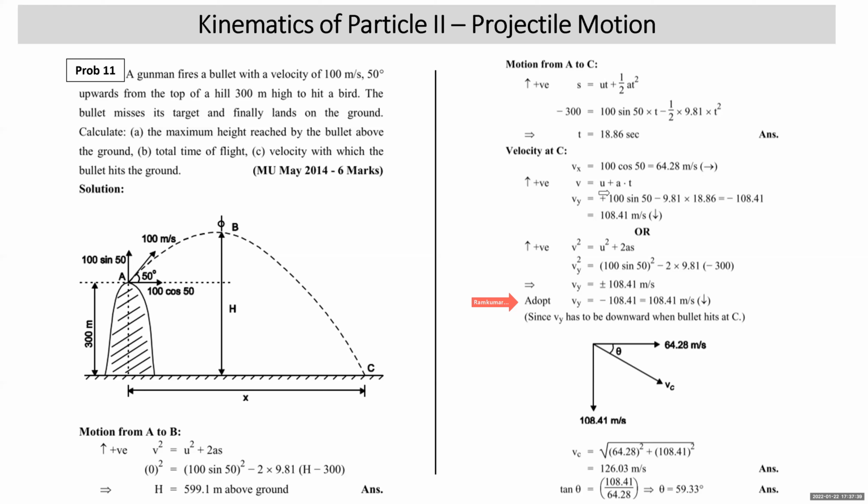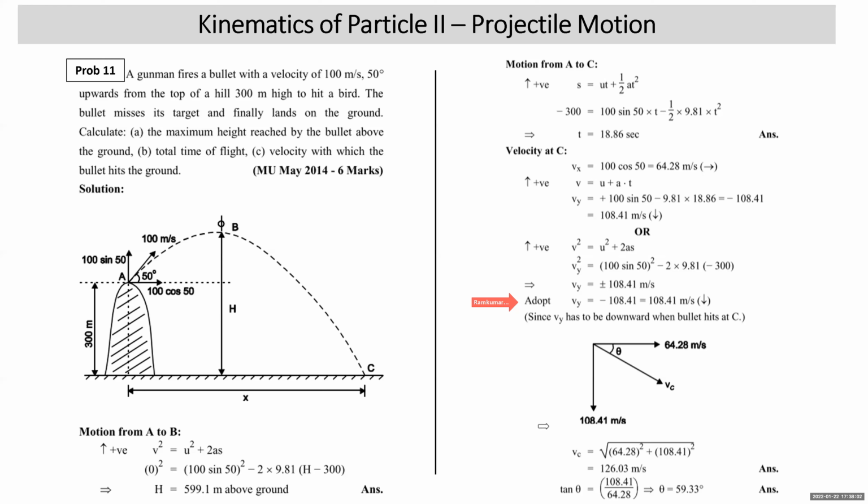So here is the difference in using the two equations. If we are using v is equal to u plus at, it will dictate to you the direction of Vy. If you are using v square is equal to u square plus 2as, it will not dictate the direction of Vy. You will have to use your common sense to arrive at the direction of Vy. As in this case, we have adopted Vy as minus 108.41, that means downward.